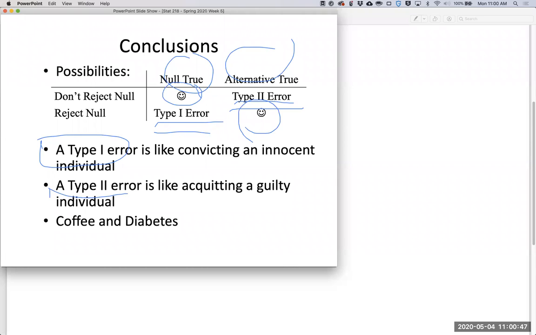Now, I always ask students in class, which is worse, a type 1 error or a type 2 error? And they always say it depends, and I think I agree. But if I ask in a context of a court of law, which is worse, convicting an innocent person or acquitting a guilty person, we always have some disagreements in the class until one student chimes in with, if you acquit a guilty person, the guilty person is not being punished for the crime.